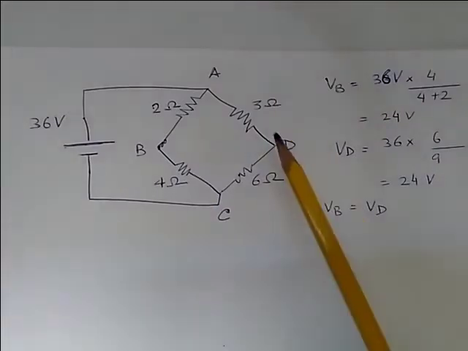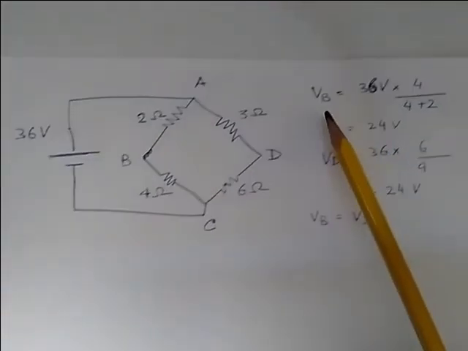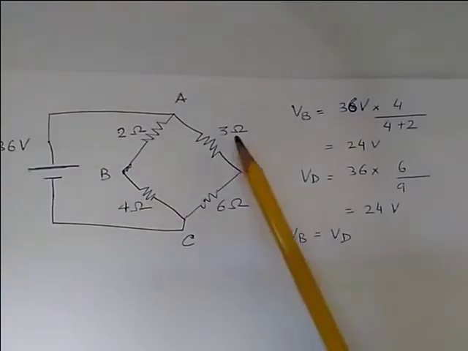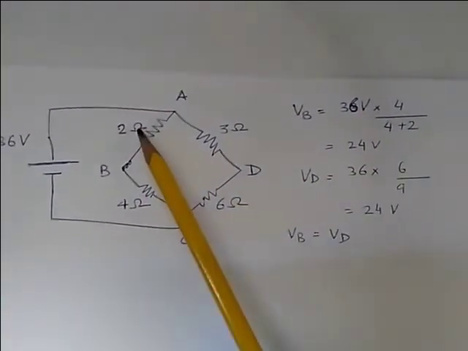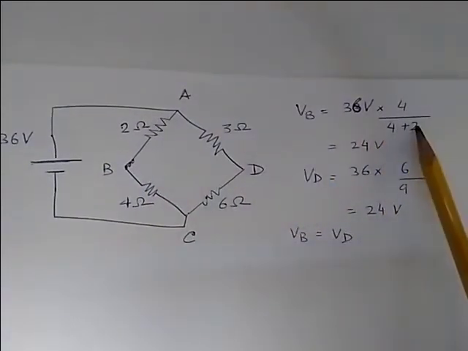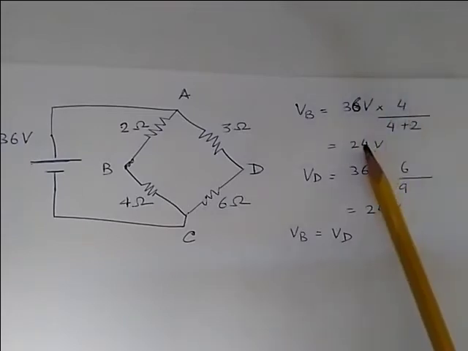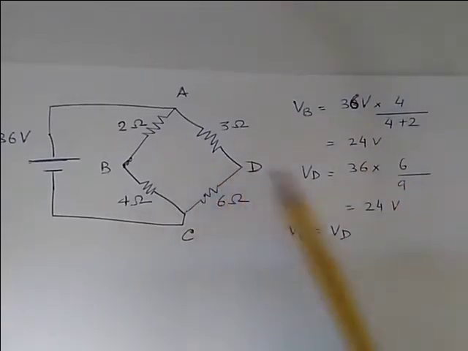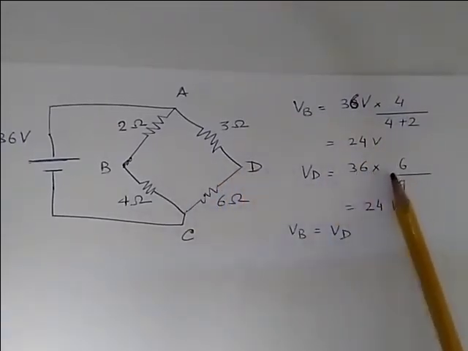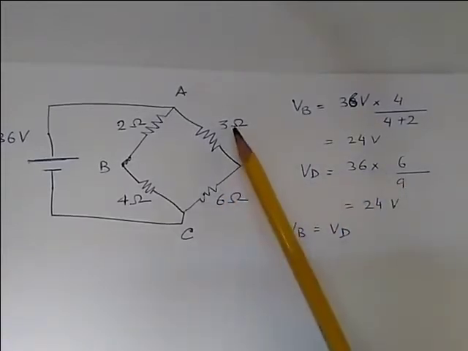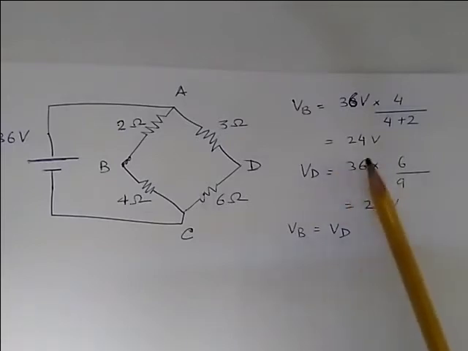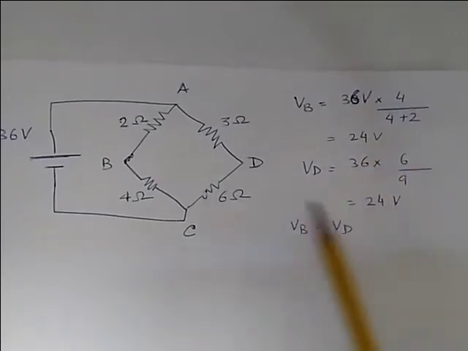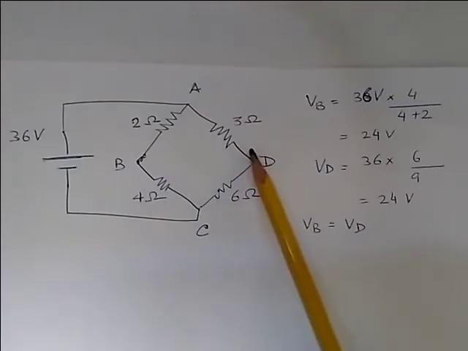Then voltage at B is given by this 36 volt multiplied by the lower branch 4 ohm divided by 4 plus 2. 4 plus 2 is 6. 36 divided by 6 is 6 into 4 is 24 volt. Voltage at D is 36 multiplied by 6 ohm divided by 3 plus 6, 9 ohm. 36 divided by 9 is 4. 4 into 6, 24 volt. So voltage at B is same as voltage at D.